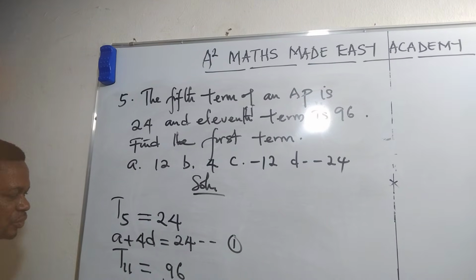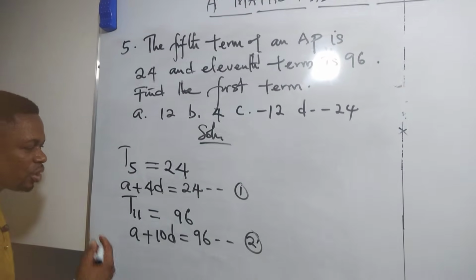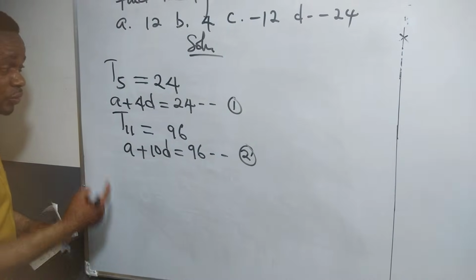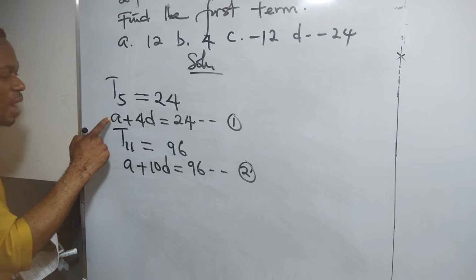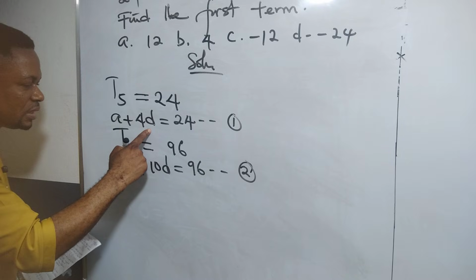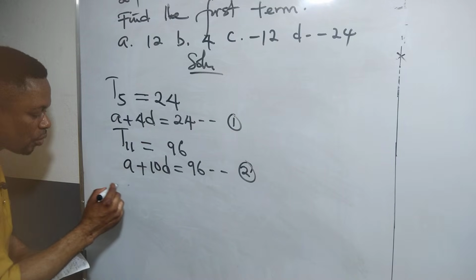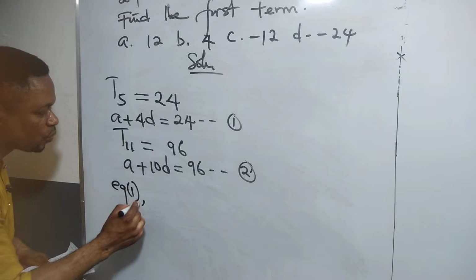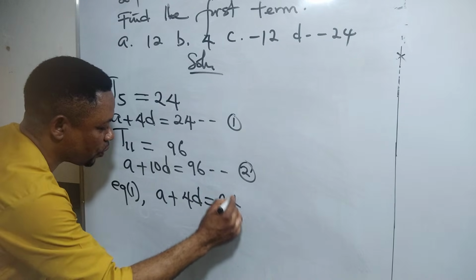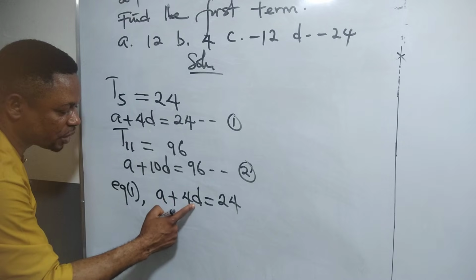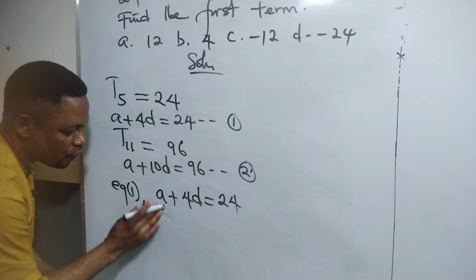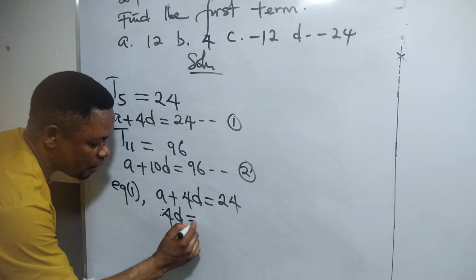What are we looking for this time around? I can vividly see everybody using either the elimination method or the substitution method. What am I going to do? I'm looking for A. So I'm going to eliminate D to make it easy. How? I will consider equation 1. Equation 1 says A plus 4D equal to 24. My target is to make D the subject of the formula, so I can have A, then 4D, should now be equal to 24.